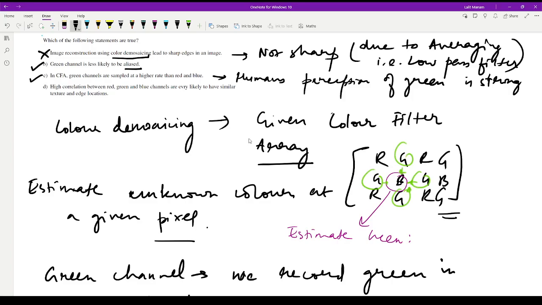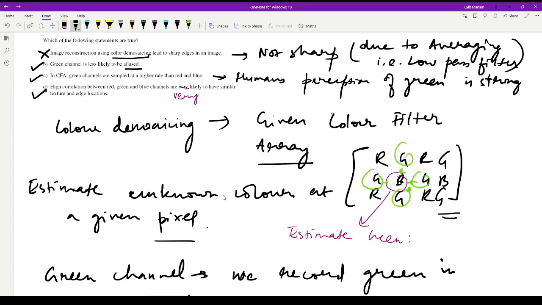The next question is, high correlation between red, green, and blue channels means they are very likely to have similar texture and edge locations. Do you think it's right? Yes, it's true. Based on that, we try to do that Laplacian kind of filter, right?